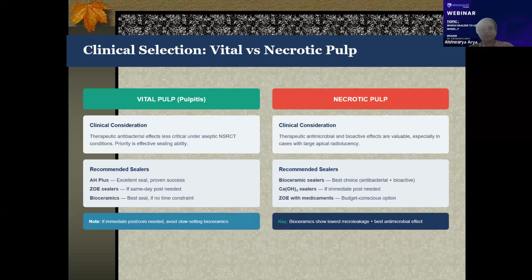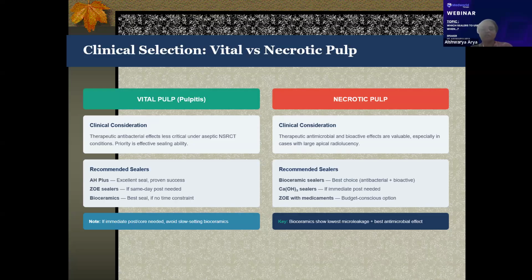In necrotic conditions, the antibacterial and bioactive effects have to be given more significance compared to sealing ability, because the bacterial load is very high. Especially when there is a very large periapical radiolucency, you need to use sealers with the best antibacterial properties. So here also, bioceramic sealers are recommended. Likewise, as I told you, they have one of the best antibacterial properties, followed by calcium hydroxide sealers. And the last option, if you have budget issues, is zinc oxide sealers.